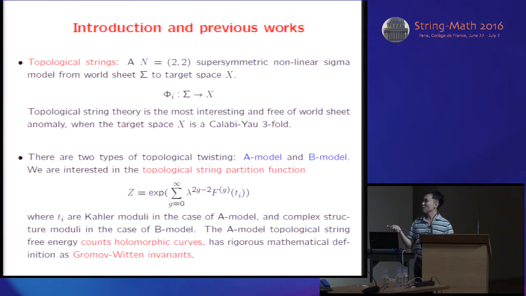We are interested in computing the so-called topological string partition function. Here the F_g you can think of as a path integral. I don't write the action here, but you can compute the path integral from the worksheet to a target space, summing over all maps, and also summing over the metric of the worksheet. And then you sum it into a partition function. It's well known that the A model depends only on Kähler moduli, and the B model depends on complex structure moduli. These are the generating functions for so-called counting of holomorphic curves, and also have a mathematical definition as Gromov-Witten invariants.